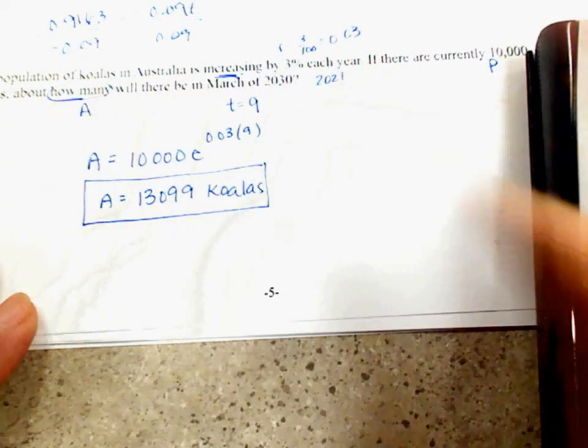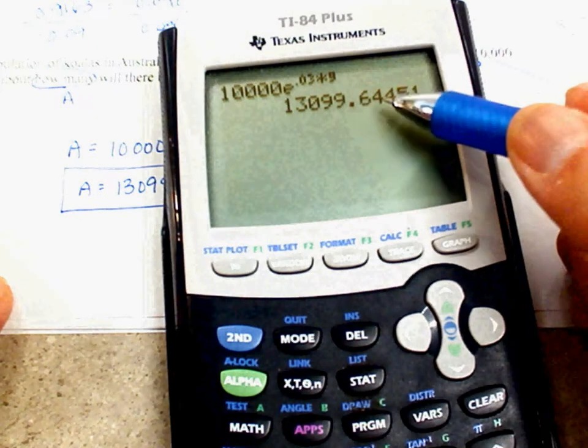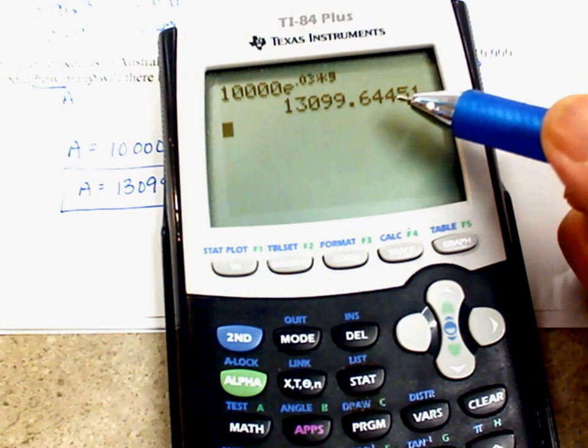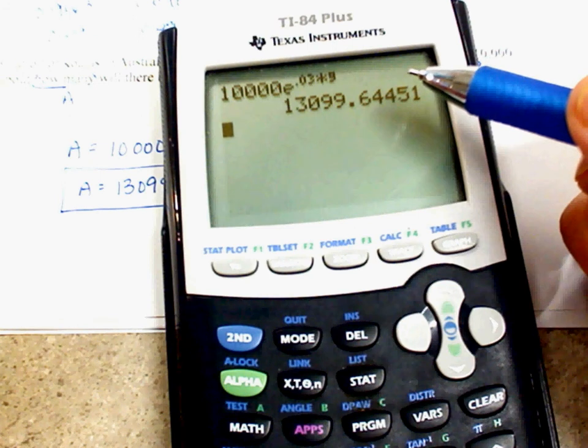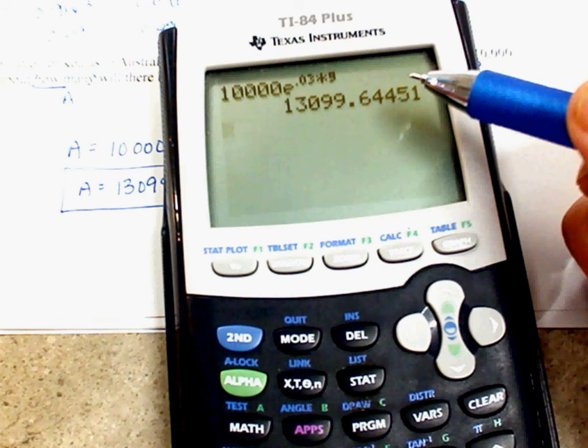Now, koalas, you're not going to use the decimal because you don't have half of a koala, even if you just had the head or the tail.